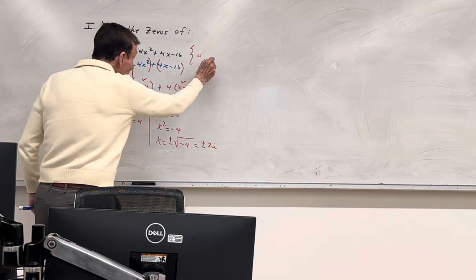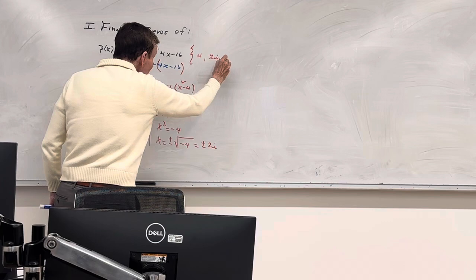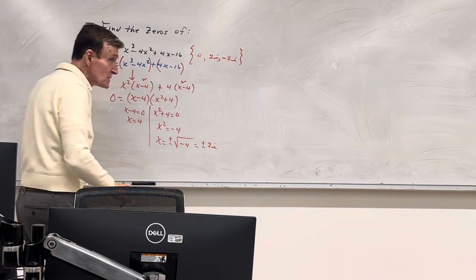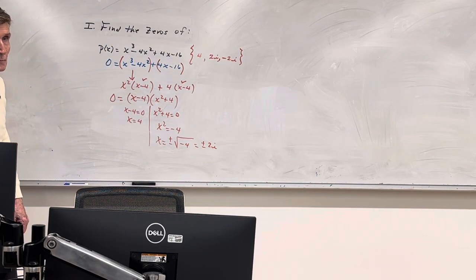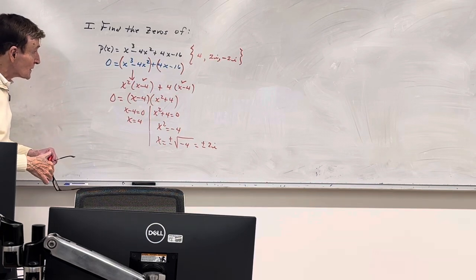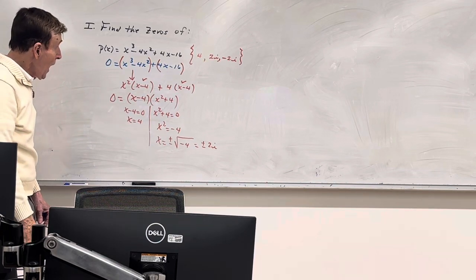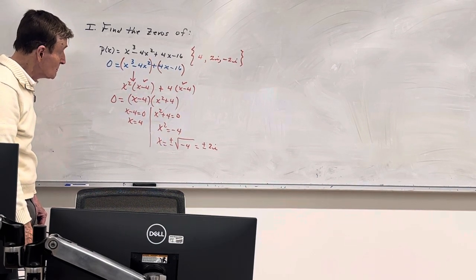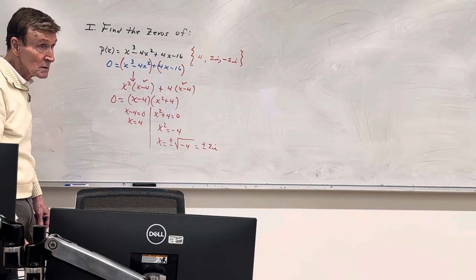Therefore, I have 2i, negative 2i. Please tell me at this point, do I have 3 zeros? They asked me to find the 3 zeros of that polynomial function, and I found them, right there. They said find the zeros, and we found the zeros.